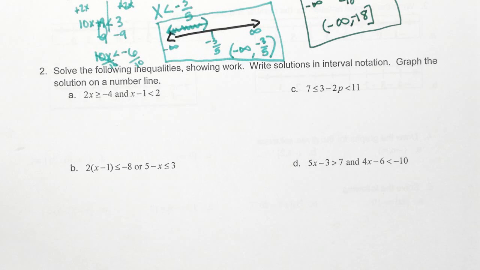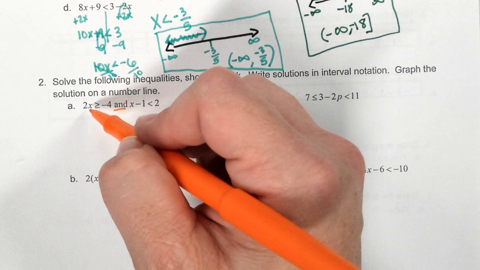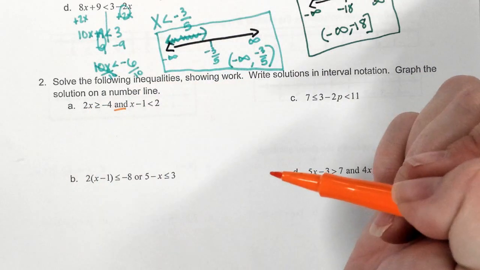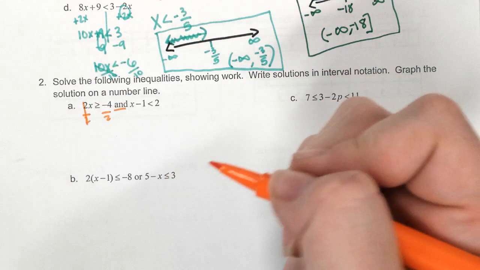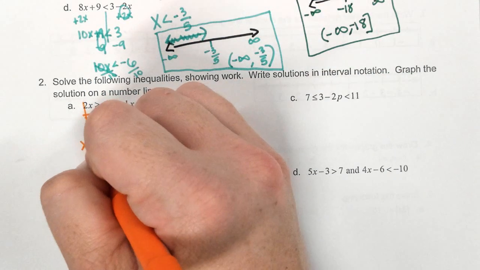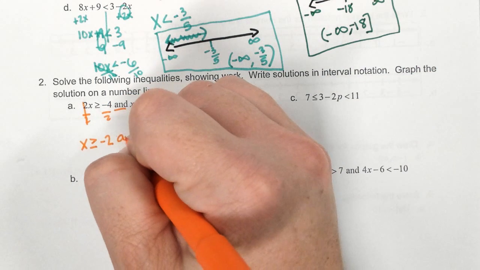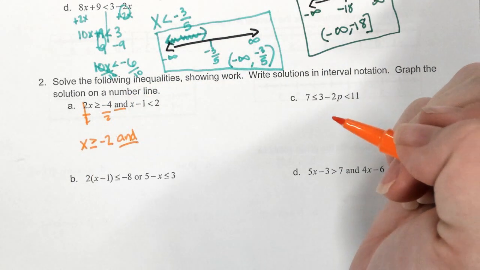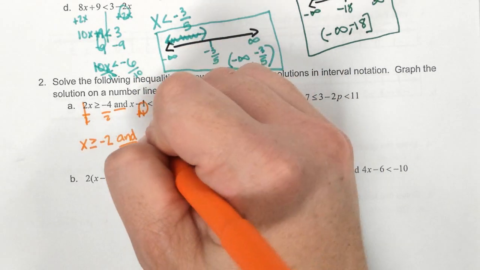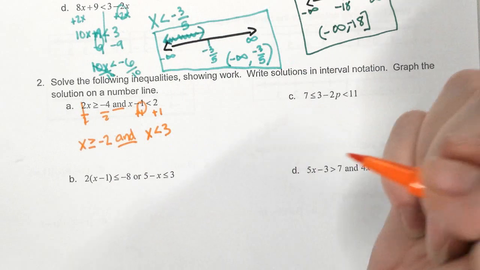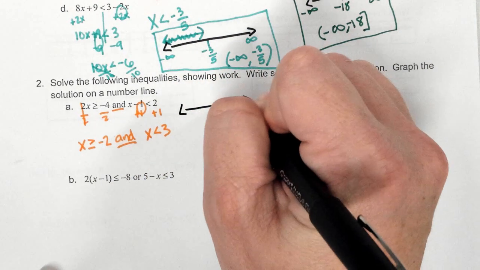So this one, remember when you have and in the middle and you have both, you're going to solve them separately. So divide by 2, divide by 2. I divided by a positive. X is greater than or equal to negative 4 divided by 2 is negative 2. Bring down my and. Plus 1, plus 1. X is less than 3. So now I have both. Remember, you graph them both on the same number line.